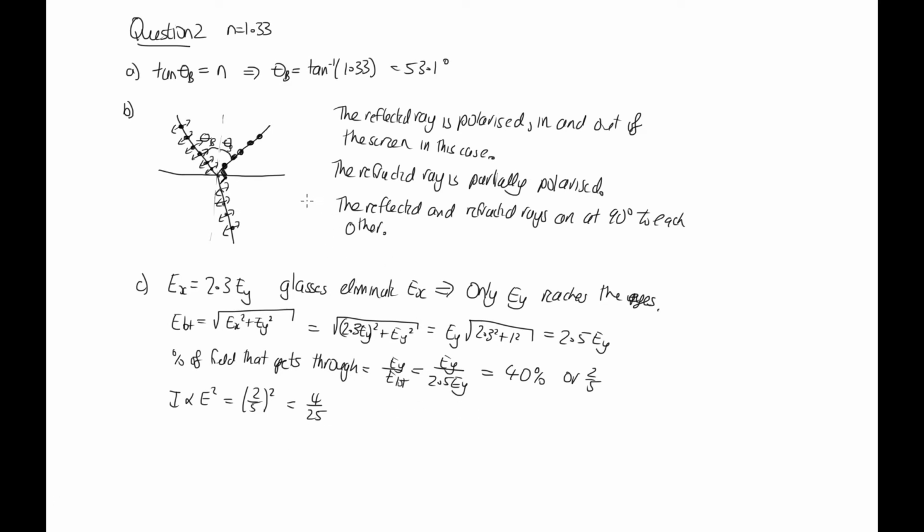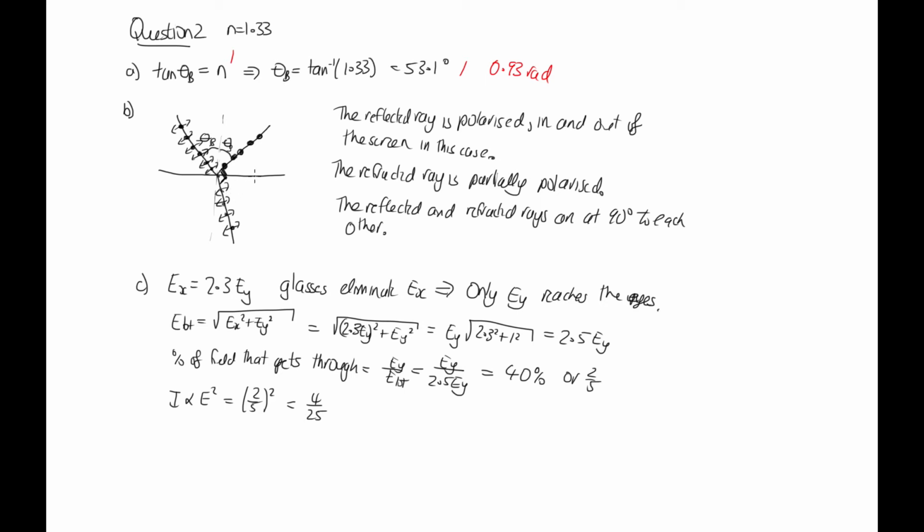Okay, so let's see how this would be marked. For part A, 1 mark for realizing which equation we have to use and 1 mark for solving it to find Brewster's angle. It's fine if you want to give it in radians as well. If you do, it's 0.93 radians. That is also correct.